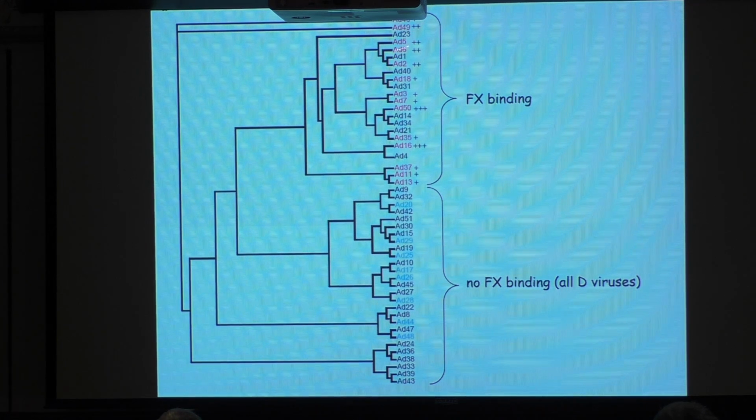And the ones in the other groups seem to all bind to factor 10. Different affinities, but there's definitely something going on in terms of evolution of the virus and its interaction with the coagulation system. So what we did then, in a more refined way, was mutate the hexon.